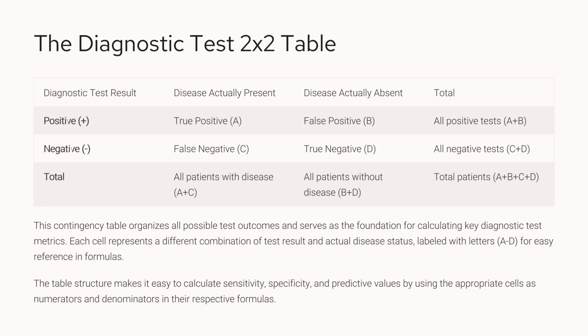Let's break all these down into a 2x2 diagnostic test table to help you put all this information together. And then we'll look at the equations on the next slide that'll help you calculate this. So you have a diagnostic test result on the left, positive, negative. And then again, you have disease actually present and actually absent in the top row there in the second and third columns. And then the totals are at the right and the bottom. Each cell then represents a different combination of test results and disease statuses and allows for easy calculations, which we'll see on the next slide.